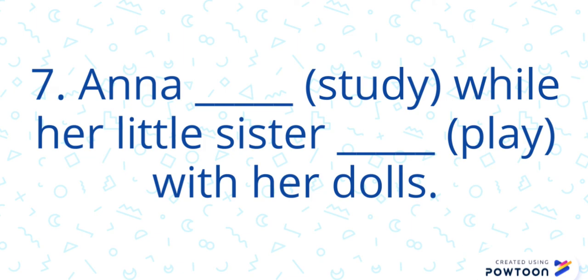Okay, now let me ask you something. You use continuous and simple. Do you have an action being interrupted? No. So that means you're not going to have past simple. You can say her little sister played with her dolls. You are going to use continuous in both sentences because that was happening at the same time. So it will be: Anna was studying while her little sister was playing. Okay?